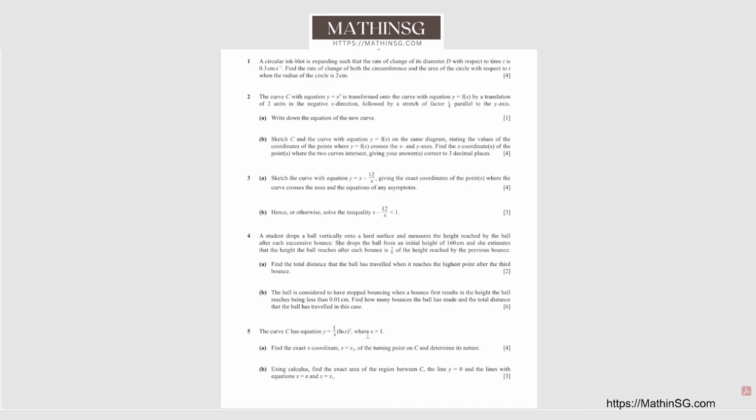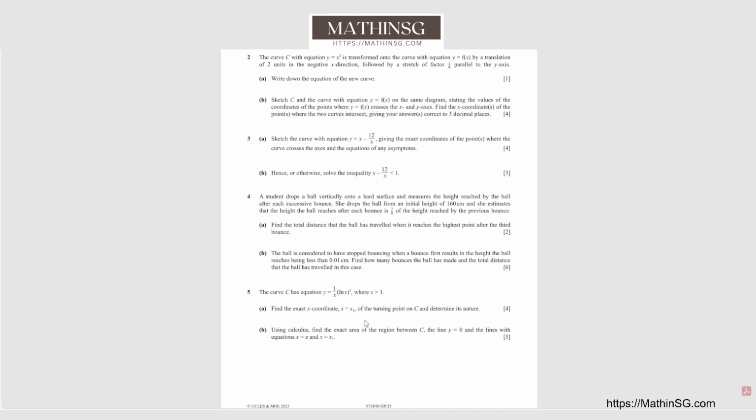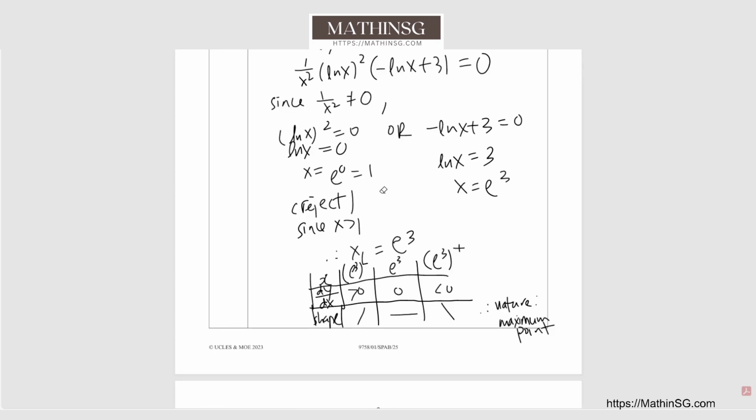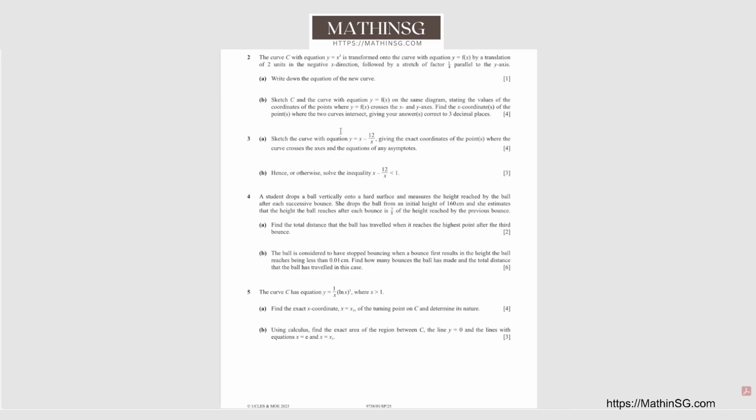Okay, so let's go back. Have we answered everything that we need? Find the exact x coordinate of the turning point on C and determine its nature. We have found the x coordinate of the turning point, we have found this here, and we know that it's a maximum point. So yes, we have answered this question.